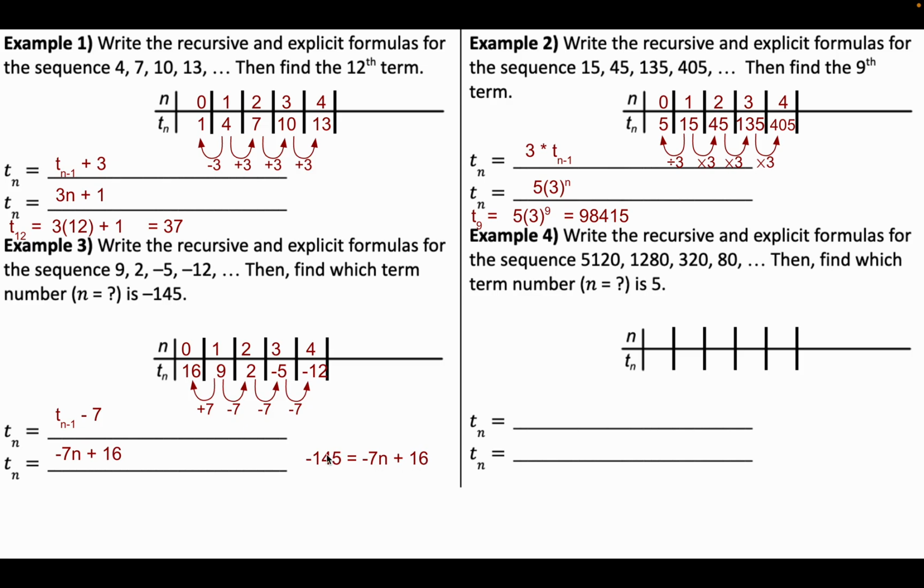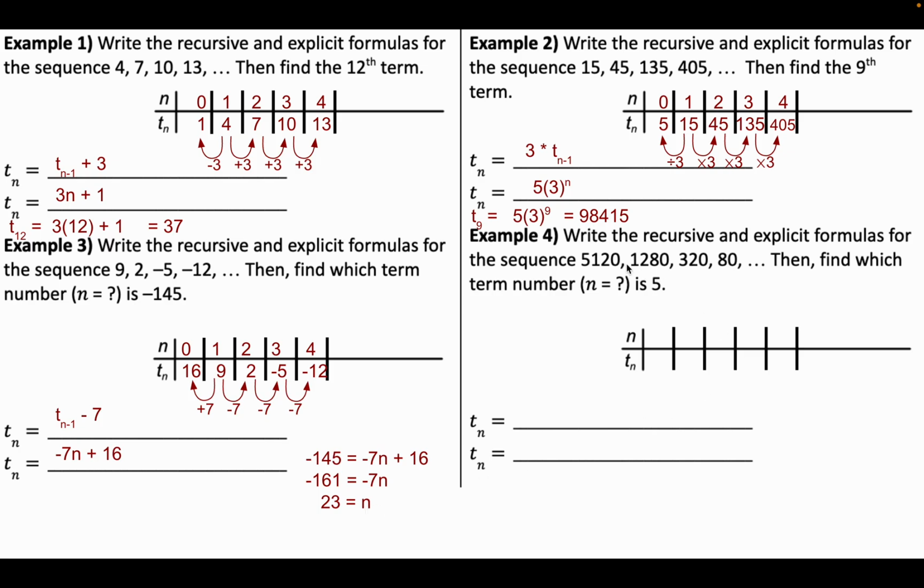We're going to solve this, we'll subtract 16 from both sides. That will get us negative 161 equals negative 7n. Then we're going to divide by negative 7 on both sides. 23 equals n.